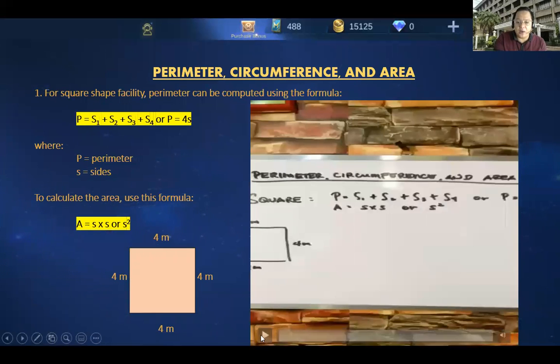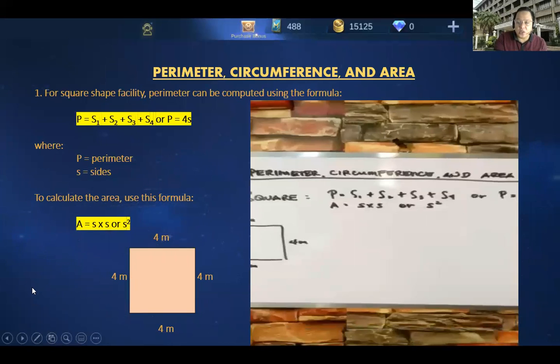Okay, now let's have perimeter, circumference, and area. For the square-shaped facility, perimeter can be computed using the formula: P is equal to S1 plus S2 plus S3 plus S4, or P is equal to 4S. S means sides, P means perimeter. And then to calculate the area, we use this formula: Area is equal to S times S, or S squared. So let's watch this video.